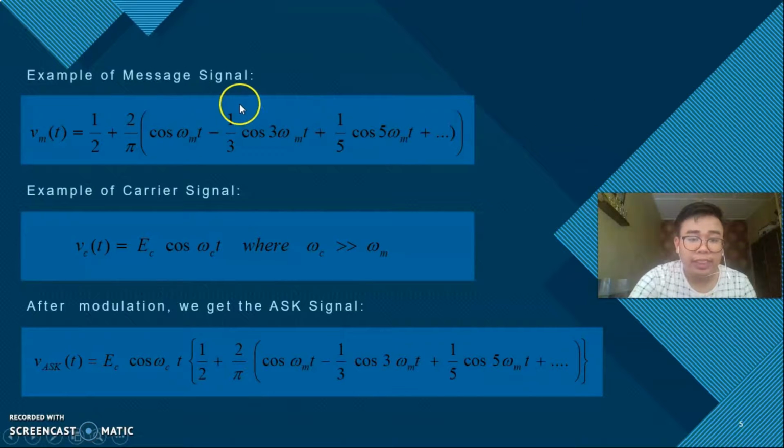The example of the message signal equation is 1/2 plus 2/pi multiplied by cos omega t, minus 1/3 cos 3 omega t plus 1/5 cos 5 omega t, and so on. The example of the carrier signal is Ec cos omega c t, where omega c must be greater than omega m. After the modulation, we can get the ASK signal equation like this. Vc will multiply with Vm, so we can produce the ASK signal equation.